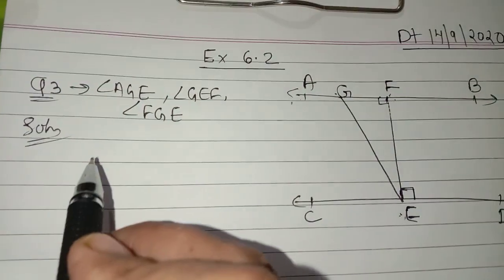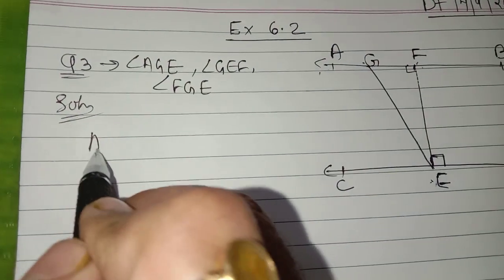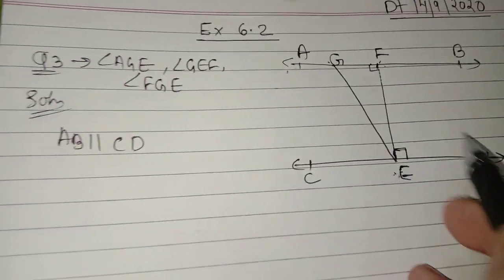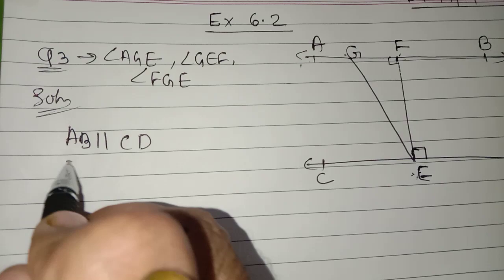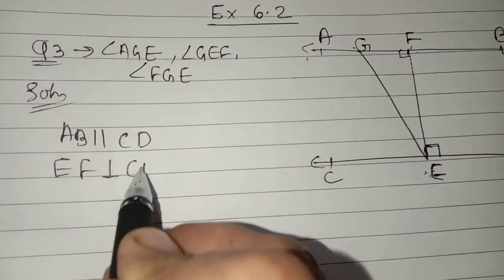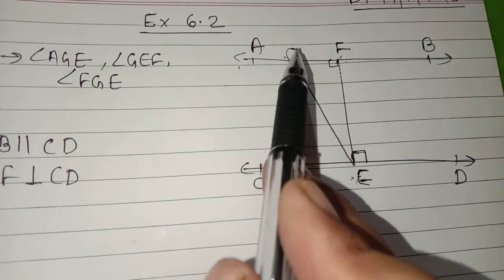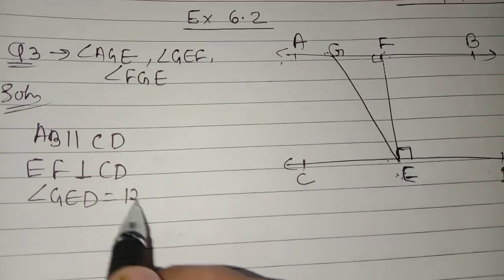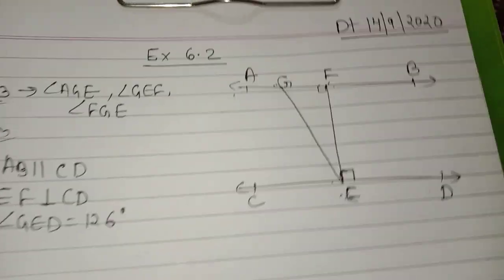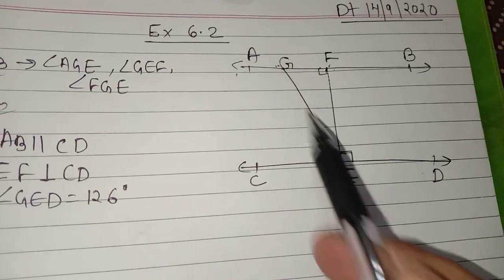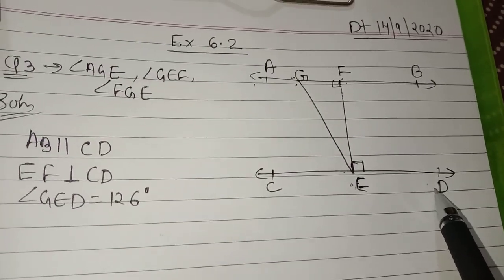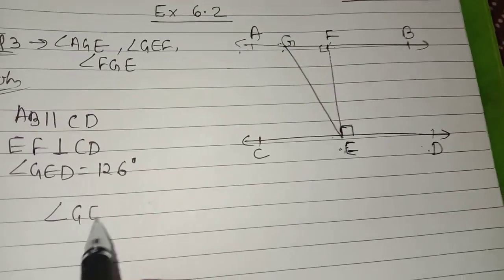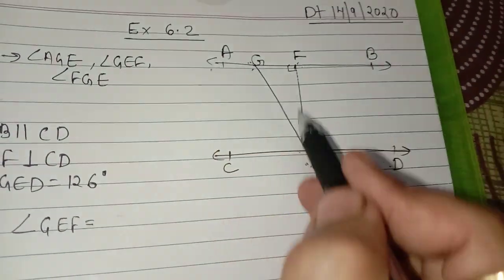Solution. What is given to us actually? It is given that AB is parallel to CD as well as EF is perpendicular to CD. And the value of GED is given as 126 degrees. Clear? So if GED is given 126, easily I can find GEF. How? I will write here angle GEF is equal to, got it, GEF.